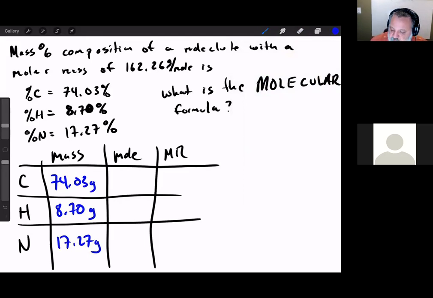So let's calculate the number of moles. 74.03 divided by 12.01. That gets us the moles of carbon, 6.164. Hydrogen, 8.70 divided by 1.008. I get 8.631. And 17.27 divided by 14.01 equals 1.233.